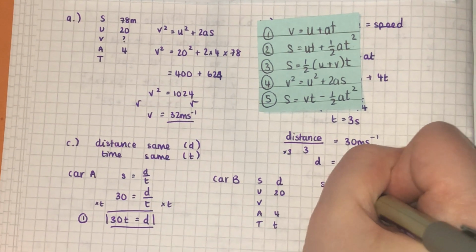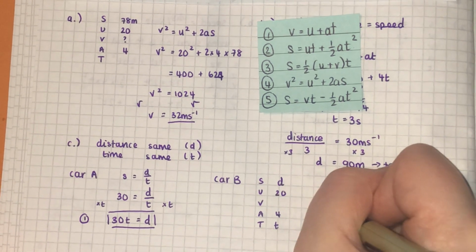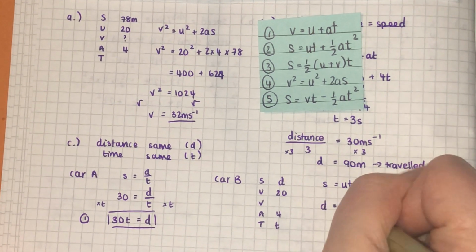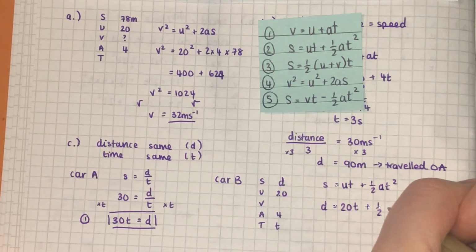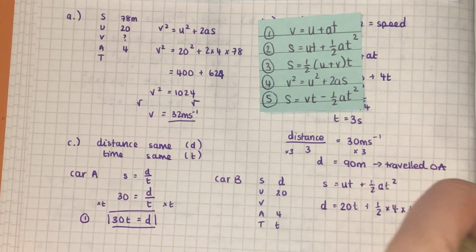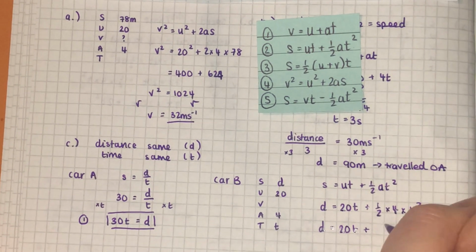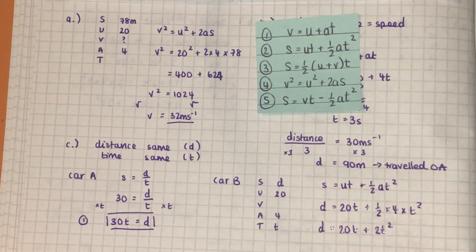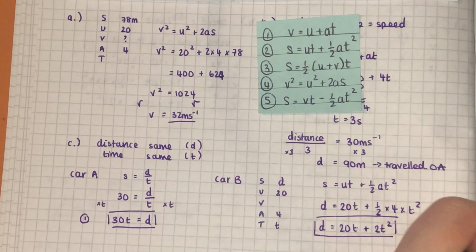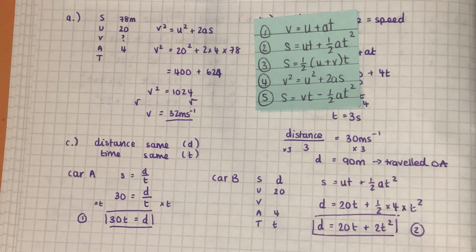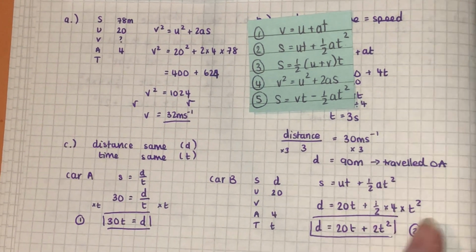So S equals UT plus a half AT squared, and we're just going to sub it in. So S is just the letter D. U is 20, T is still T, plus a half times 4 times T squared, and then just simplify it. So half times 4 would be 2. Okay, so this is my equation number 2. Now quite nicely they've both been made to be equal to D, so what I can do is make the other sides equal to one another.